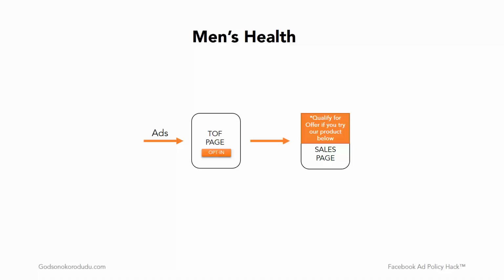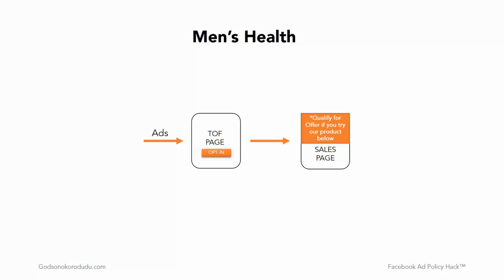The top of funnel page obviously is still going to be talking about the box of condoms that someone could win that could last a year. And on that page, we could use an opt-in, or we could just use a button and say, okay, click here to see if you qualify, or click here to see how to qualify, or enter your details to see how to qualify. Whatever you want to use, that's totally up to you.